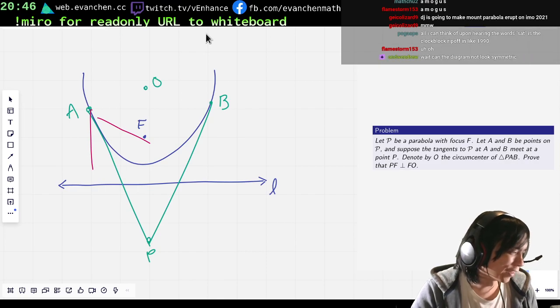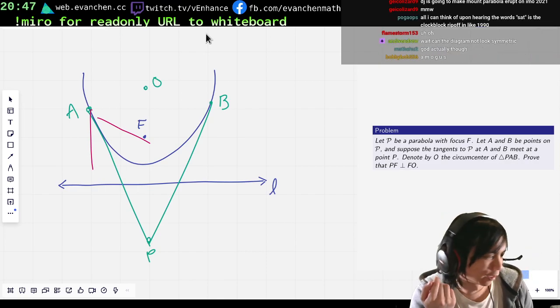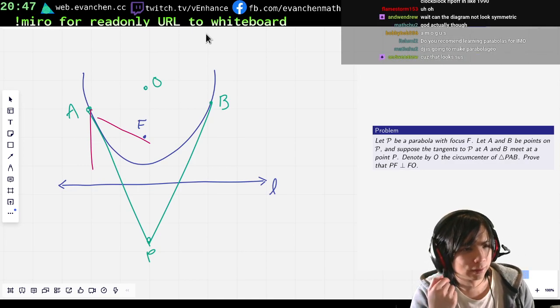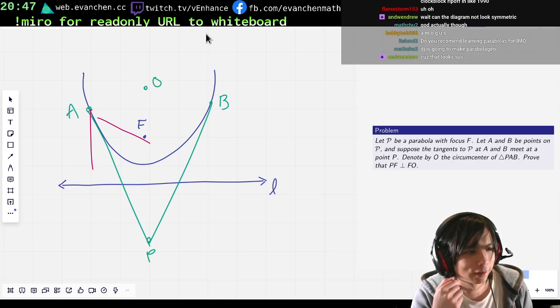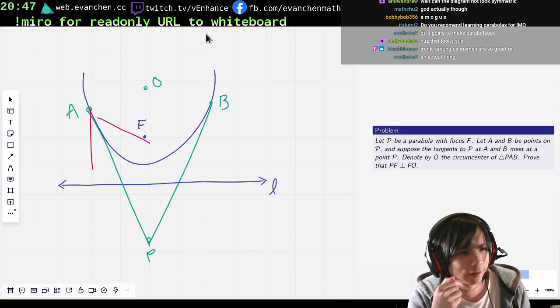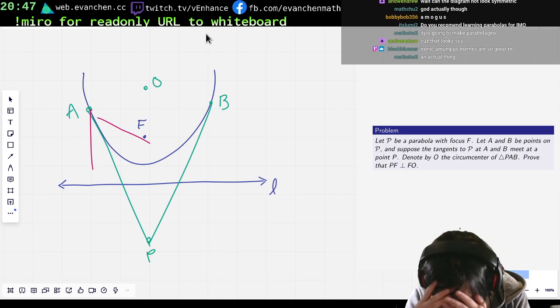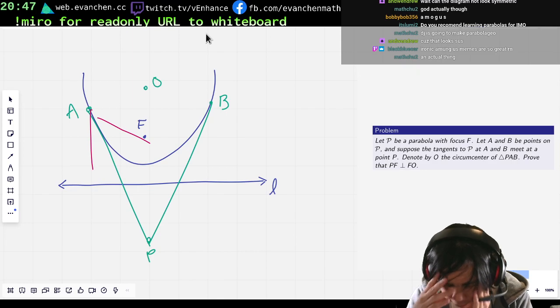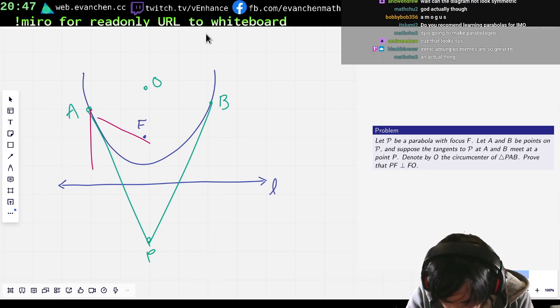Derivative. I mean, I can just let y equals x squared, but that seems sacrilegious. So what does it mean to be tangent to a parabola geometrically?